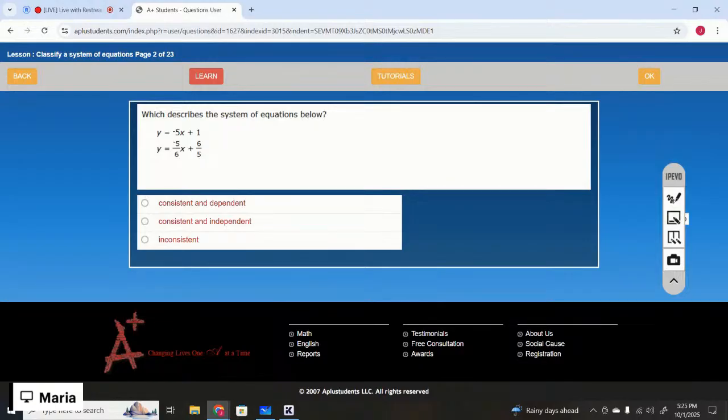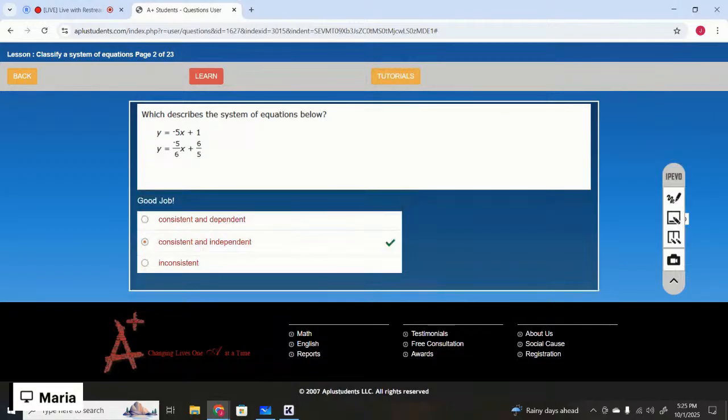Y equals negative 5x plus 1 and y equals negative 5 by x plus 6 by 5. So both the equations have different slope. That means the system is consistent and independent. Option number 2 is the correct option.